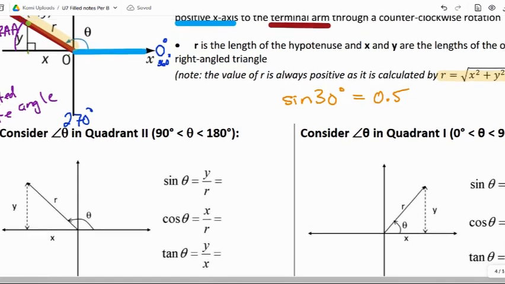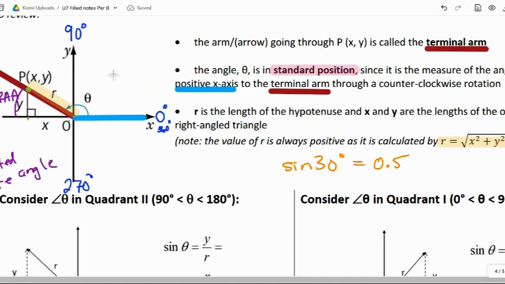Now, in order to do that, notice we are now outside of quadrant 1, right? This is quadrant 2. This is quadrant 3. This is quadrant 4. So in rotational trig, your angle will be in any of these 4 quadrants. So we need to understand how the quadrants affect sine, cosine, tangent.